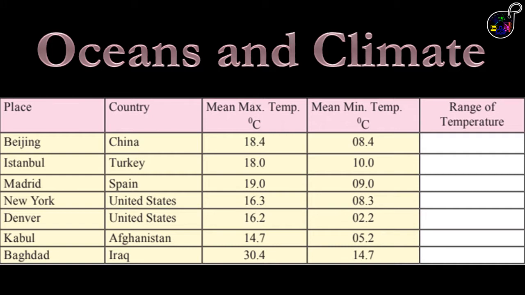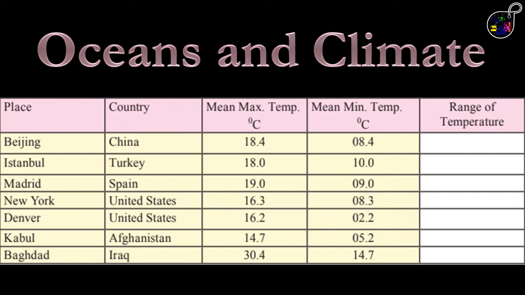Look at the table given. The first column tells us the name of the place. The second column is about the country of the place. The third column talks about the maximum temperature of the place. And the fourth tells us about the minimum temperature. Now, what would be in the fifth one? It is the range of the temperature, means the difference.